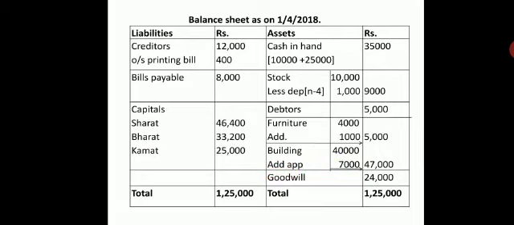1,25,000. Similarly, you go on adding the liability side: 12,000 plus 4,000 plus 8,000 plus 46,400 plus 33,200 plus 25,000. So the total will be 1,25,000. Both the liabilities and assets should give us the same total. Then our problem is tallied.